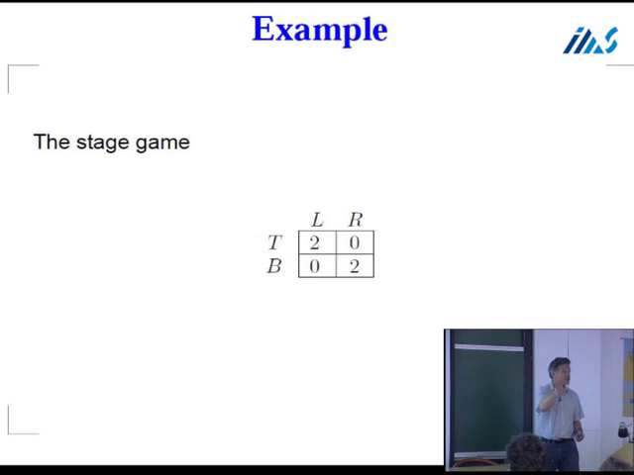So player 1 tries to guess the action of player 2. If he guesses correctly, he gets 2 units. If he misses, he gets 0. And player 1 tries to maximize. Player 2 tries to minimize. You remember player 2 has the larger automaton.